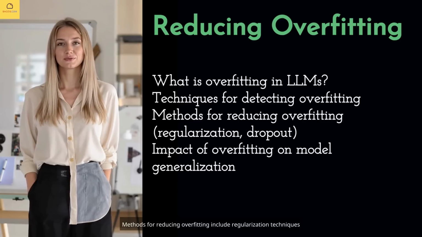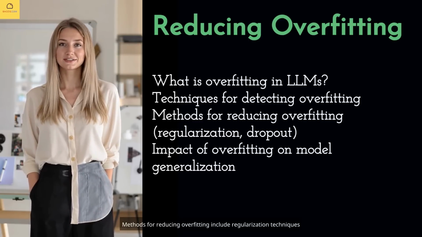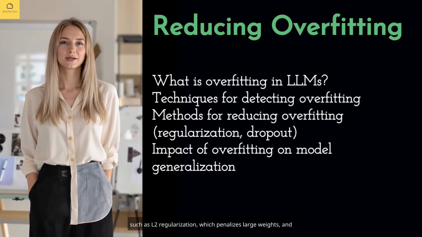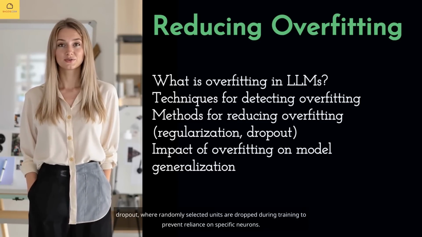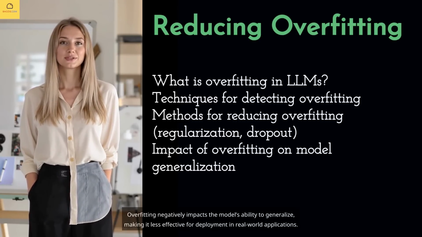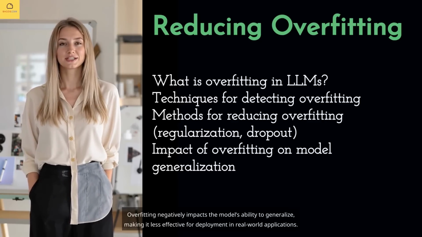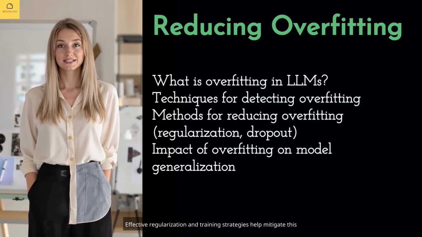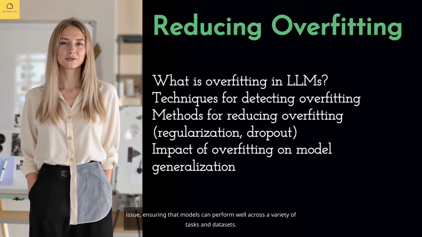Methods for reducing overfitting include regularization techniques such as L2 regularization, which penalizes large weights, and dropout, where randomly selected units are dropped during training to prevent reliance on specific neurons. Overfitting negatively impacts the model's ability to generalize, making it less effective for deployment in real-world applications. Effective regularization and training strategies help mitigate this issue, ensuring that models can perform well across a variety of tasks and datasets.